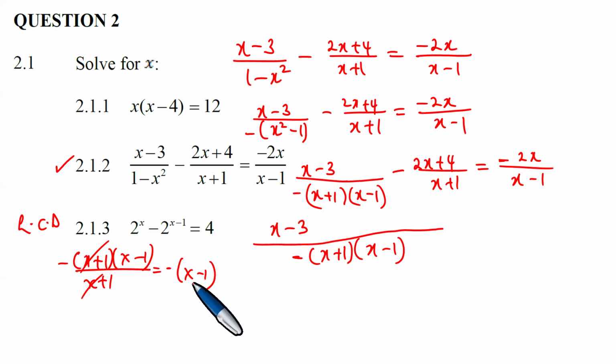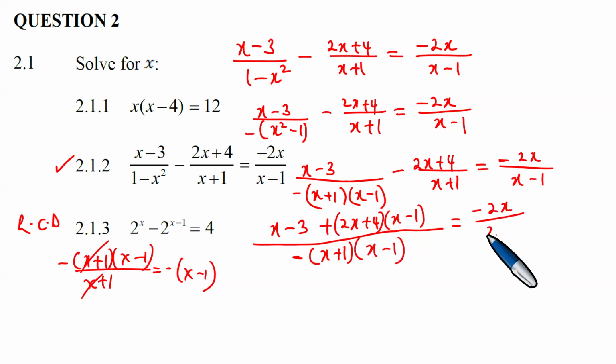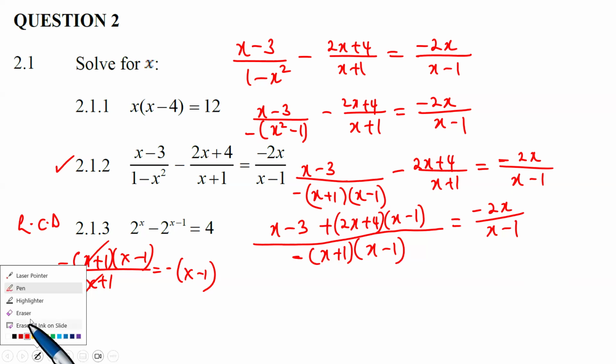And then you take this one now, you multiply by this. So negative times negative gives us a positive. And then you have the 2x plus 4, and this 2x plus 4 you multiply by x minus 1. And then the right-hand side is only this. Okay, so we continue.